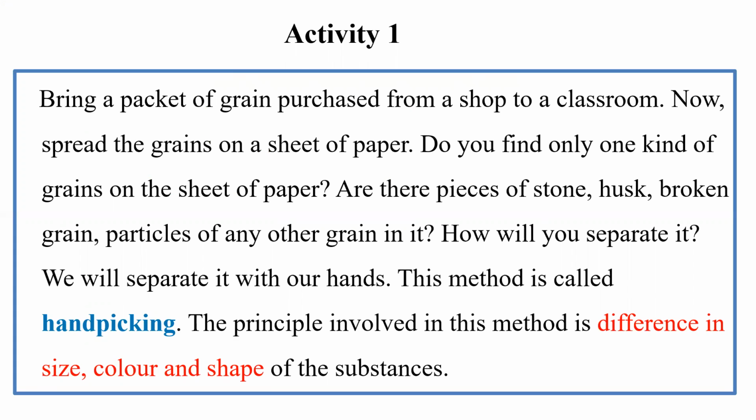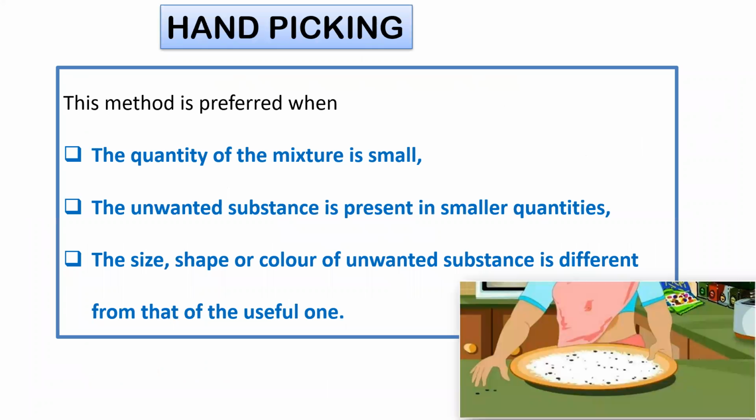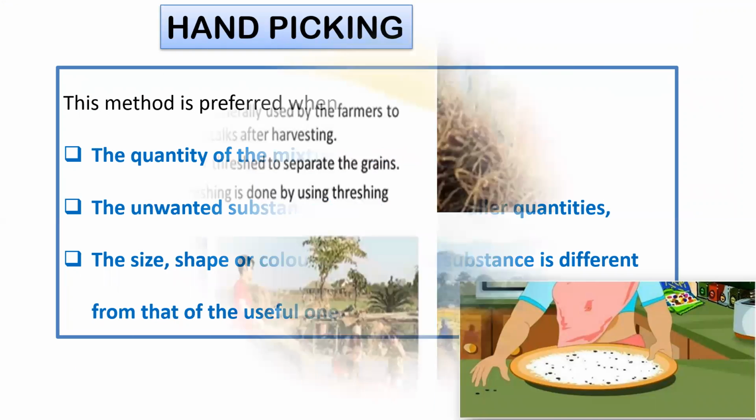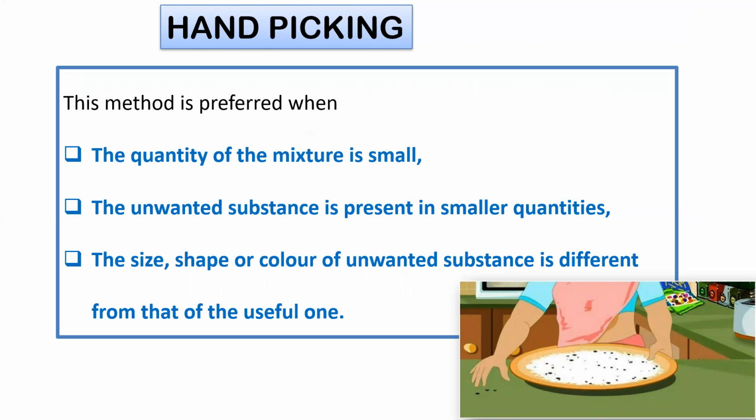Now, what is the principle? We saw the difference in size, color, and shape of the substances. Next, we'll see more about hand picking. When is this method mainly preferred? When the quantity of the mixture is small. If you have a very high amount of mixture, you cannot do it. But when the quantity of the mixture is small, you can do that.